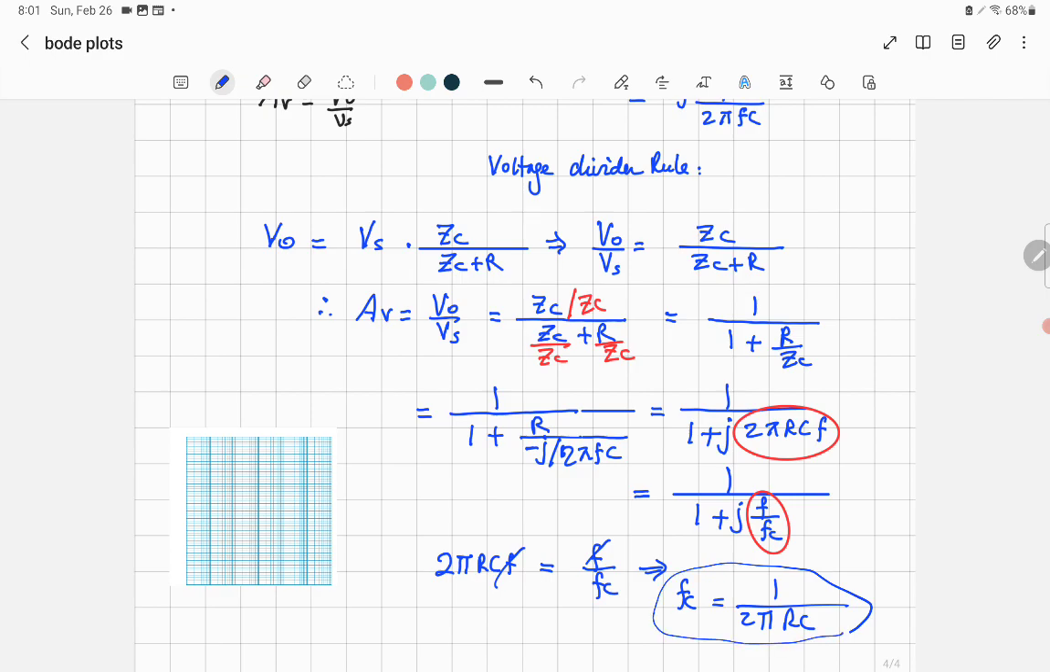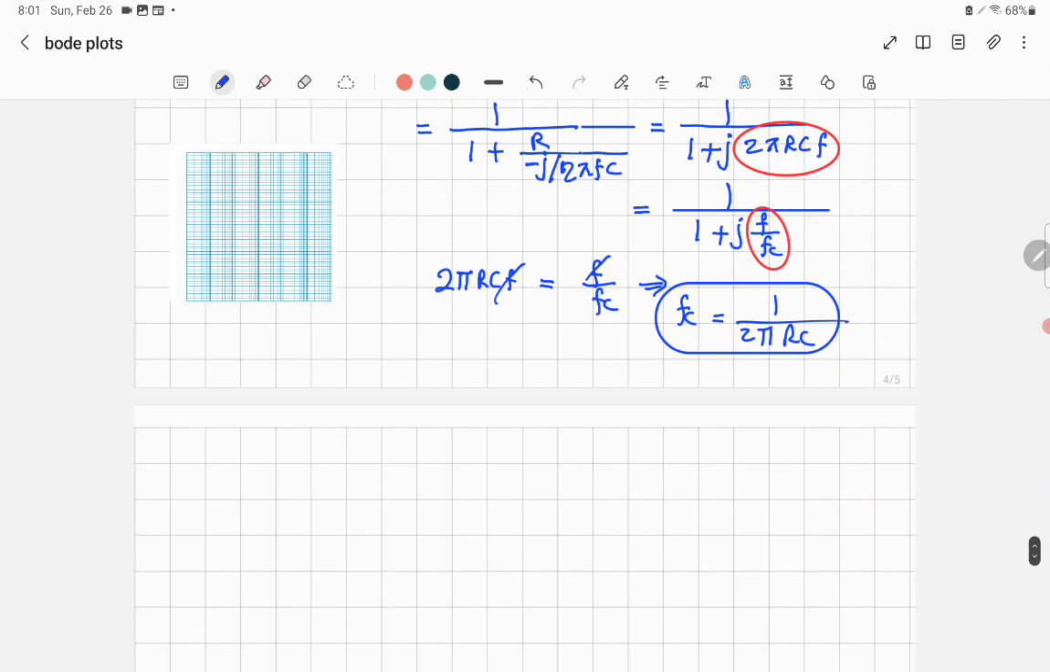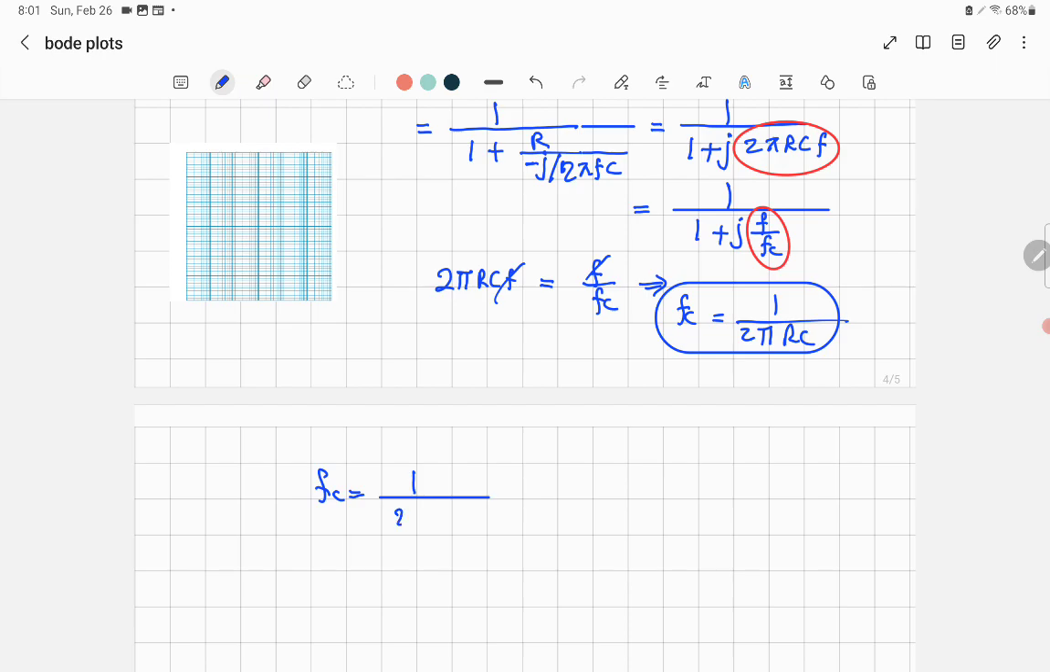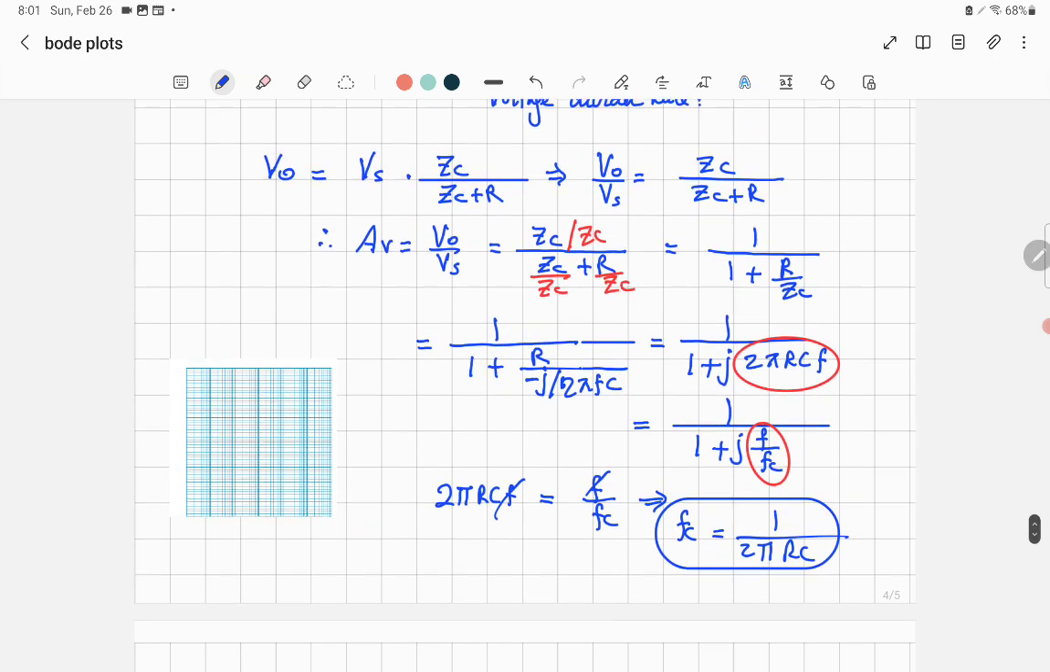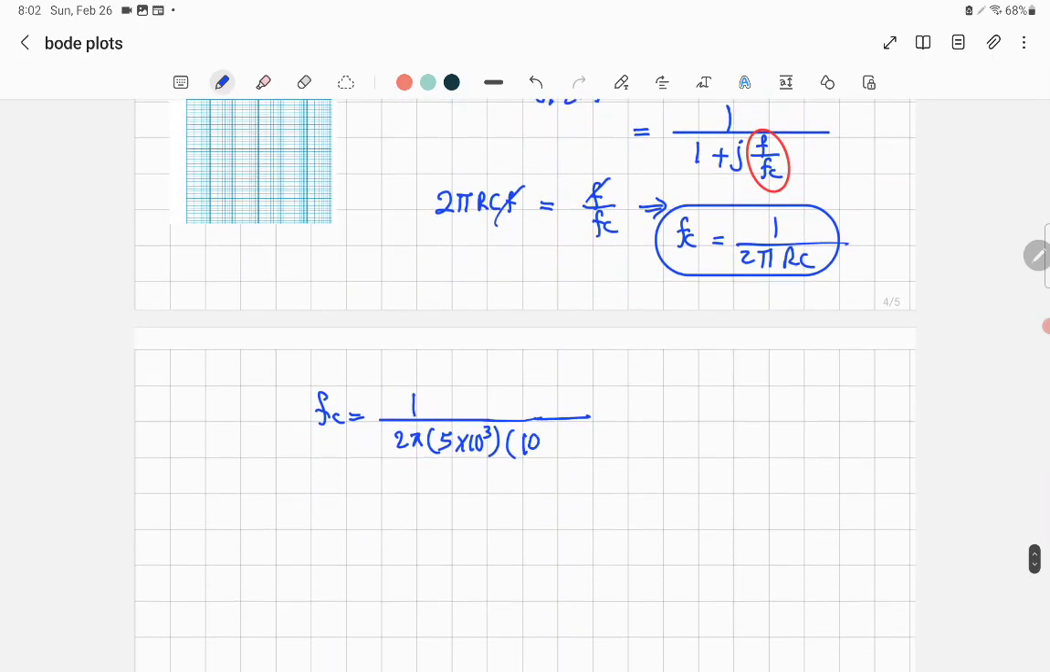So that's the corner frequency. That's all you need. How to find the value of it? It's already given. So fc is equal to 1 over 2 pi r. R is equal to 5 kilo ohm, 5 times 10 to the power 3. And C is equal, I believe, to 100 picofarad, 100 times 10 to the power of negative 12 farad. That will give the frequency.